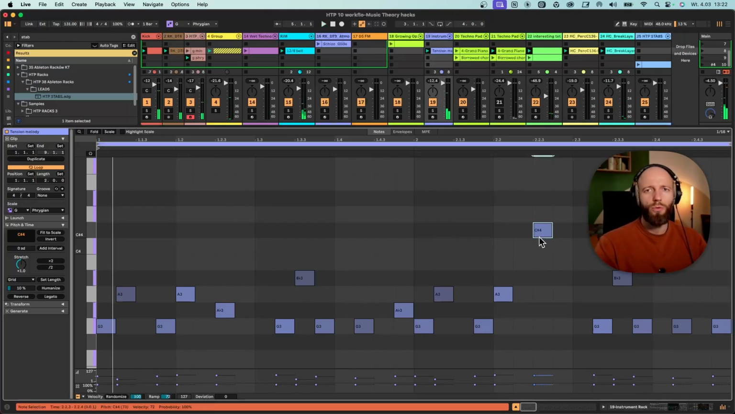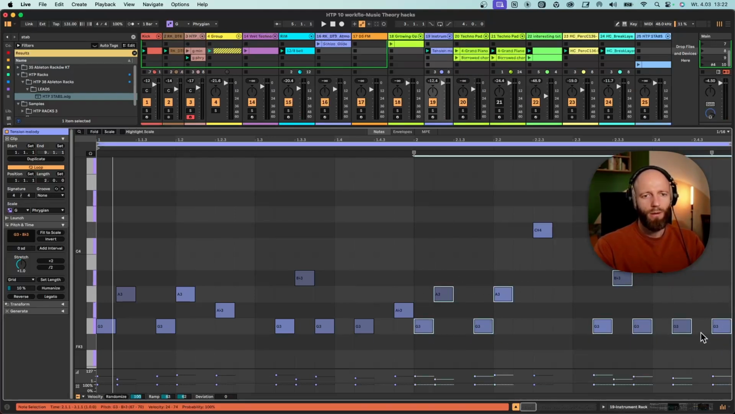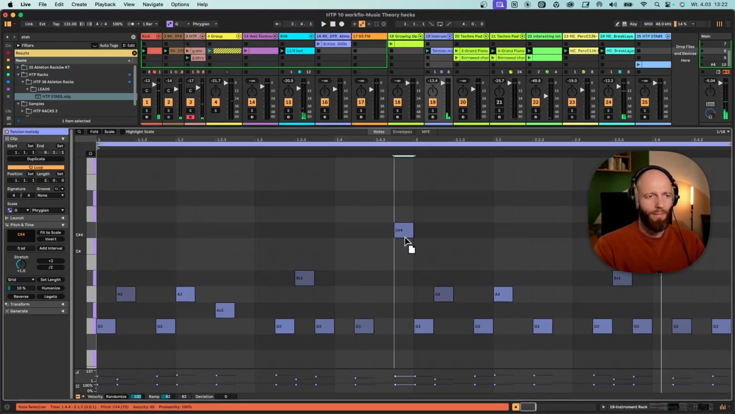Yeah, so if we don't go too crazy about this note, we can easily get away with that, especially since the second half resolves into G natural. So we have that tension, a bit of tension, and we resolve. Or maybe something like that.